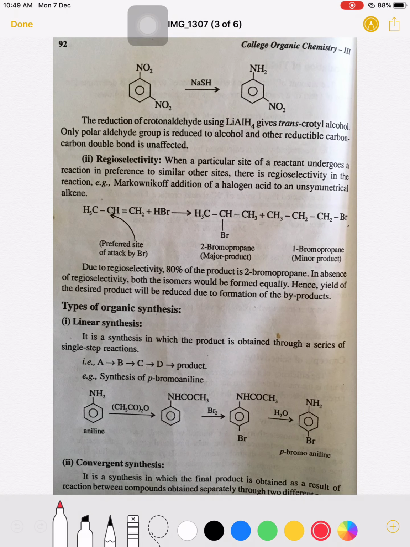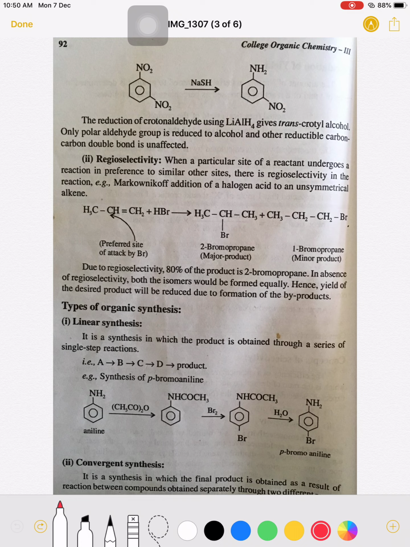We have just written this reaction where one of the functional groups is converted into an NH2 group. Next is regioselectivity. When a particular site of a reactant undergoes a reaction in preference to a similar other site. Suppose in a molecule there are two similar sites, and any one of the sites reacts over the other, then that selectivity is known as regioselectivity.